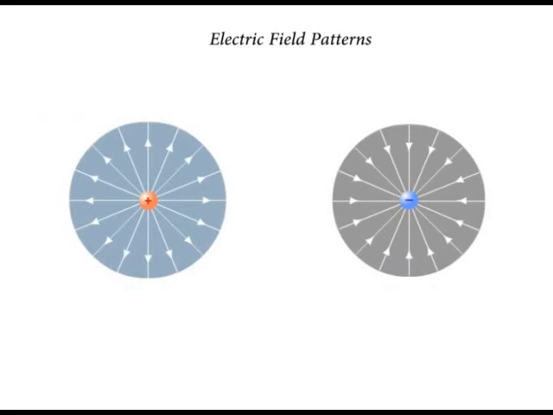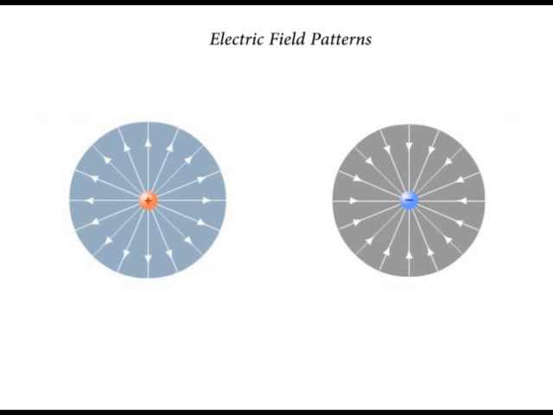The space around a charged body where the force of attraction or repulsion is felt is called the electric field. Electric field is represented by lines along which the electrostatic forces act. These lines of force are called the electric field lines. The direction of an electric field at a point is the direction in which a positively charged particle would move if placed at that point.